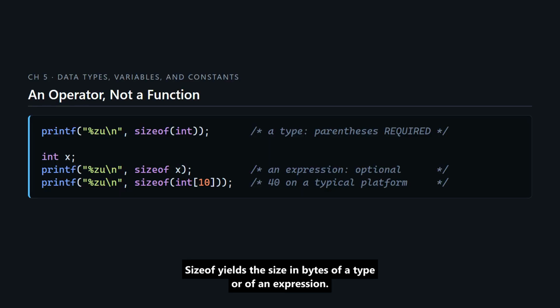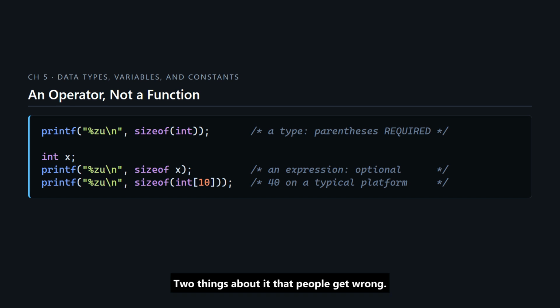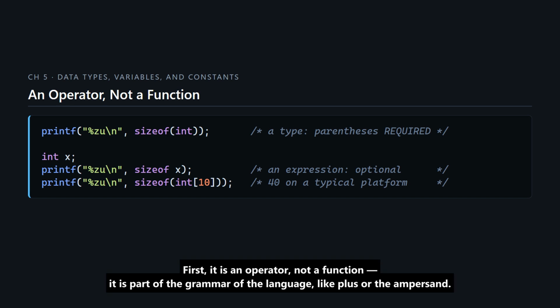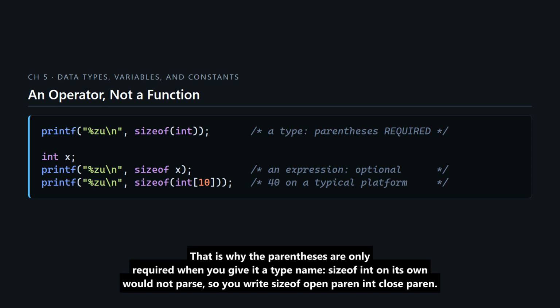Sizeof yields the size in bytes of a type or of an expression. Two things about it that people get wrong. First, it is an operator, not a function. It is part of the grammar of the language, like plus or the ampersand. That is why the parentheses are only required when you give it a type name. Sizeof int on its own would not pass, so you write sizeof(int).